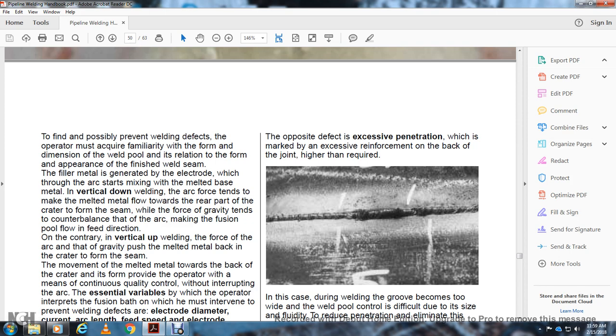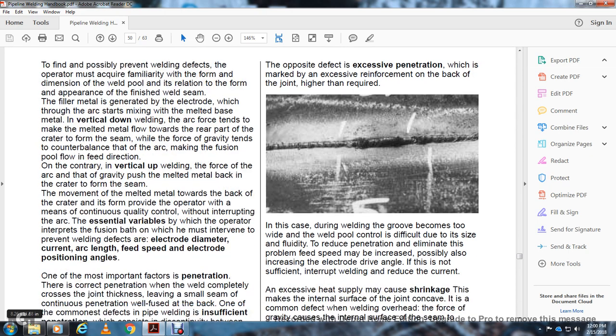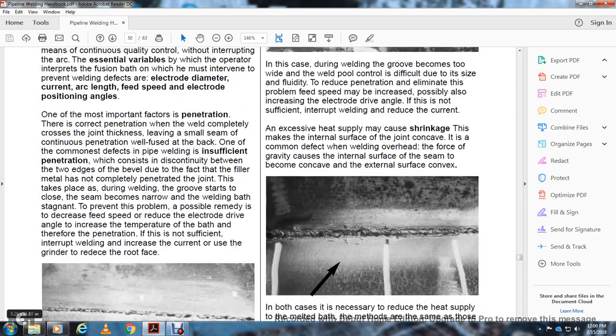The movement of the melted metal towards the back of the crater provides the operator with the means of continuous quality control without interrupting the arc. The essential variables, which the operator interprets for the fusion path, on which he must intervene to prevent welding defects, are the electrode diameter, the current, the arc length, the feed speed, and the electrode position angles.